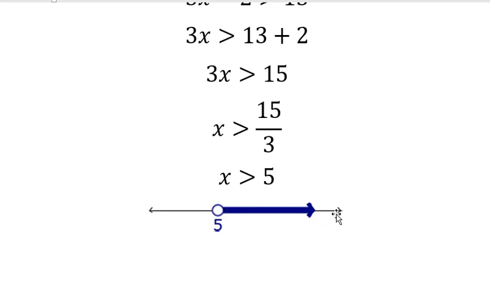numbers on the right side are solutions. Like after 5 I have 5.1, 5.2, I have 6, 7, 8. All of those numbers are solutions. That's the graphic notation for the answer.